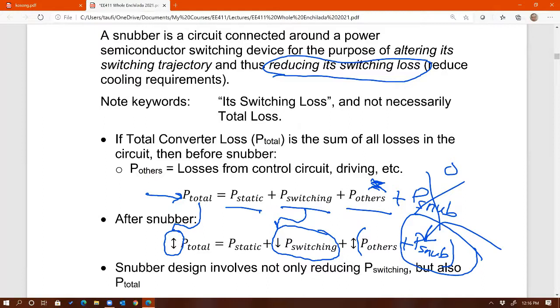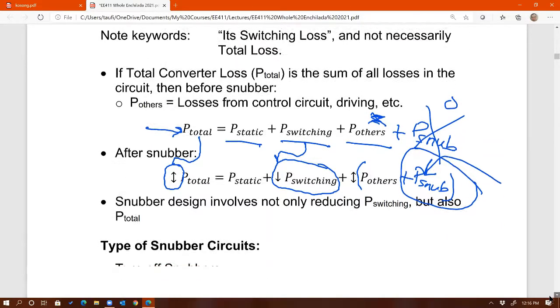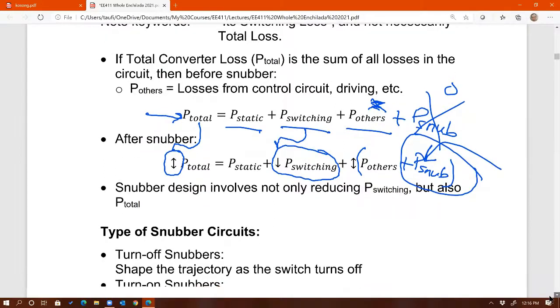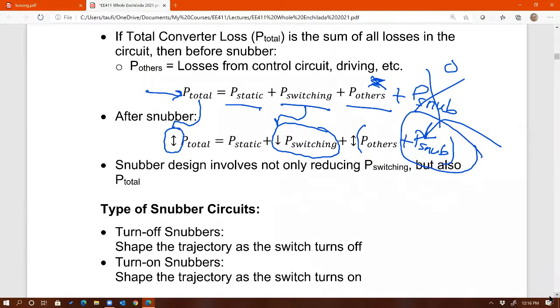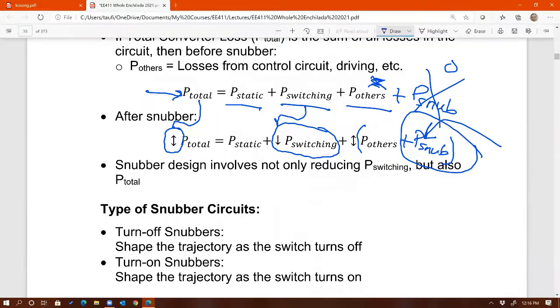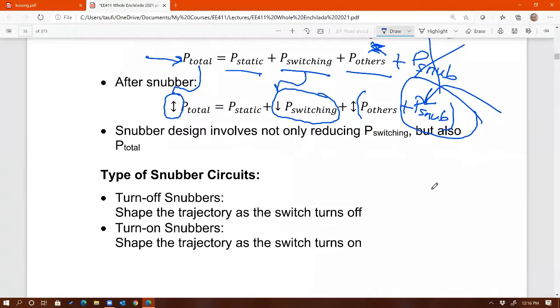Before we learn about the snubber, which is one of our solutions, we need to understand the problem. Once we understand the problem, then we can start looking at the solution. So what is the problem? Switching loss, and in particular the fact that switching waveforms are overlapping. We're going to look at that first before we look more into the snubber.